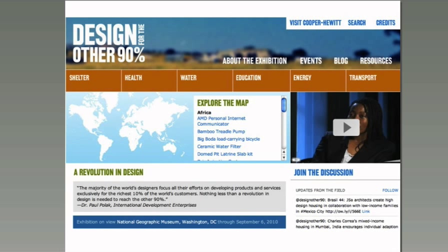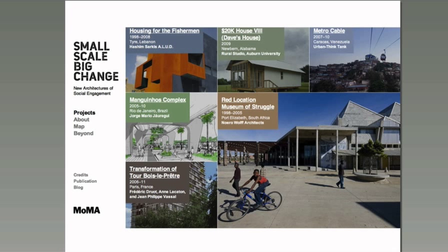So this type of work has a long history. The National Endowment for the Arts, as well as its partner, the Cooper Hewitt National Design Museum, have been a big part of the driving force for the recent surge. And so we have exhibitions like Design for the Other 90%, and its subsequent exhibition focused on the future of cities. We have MoMA's show, Small Scale Big Change, is another big milestone in this type of work.